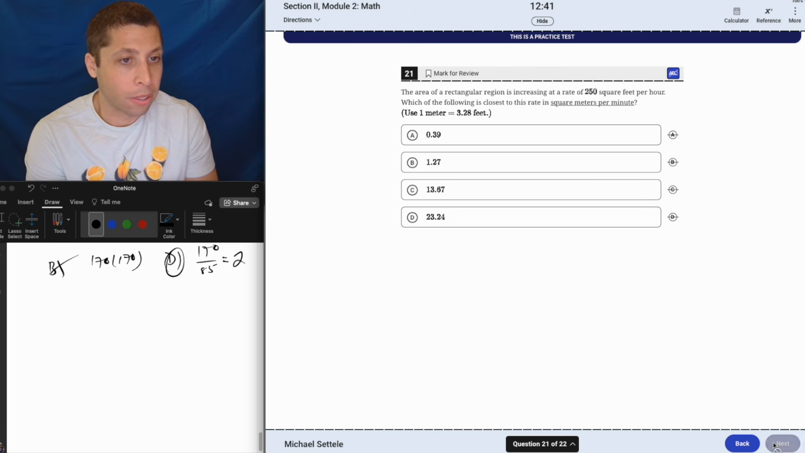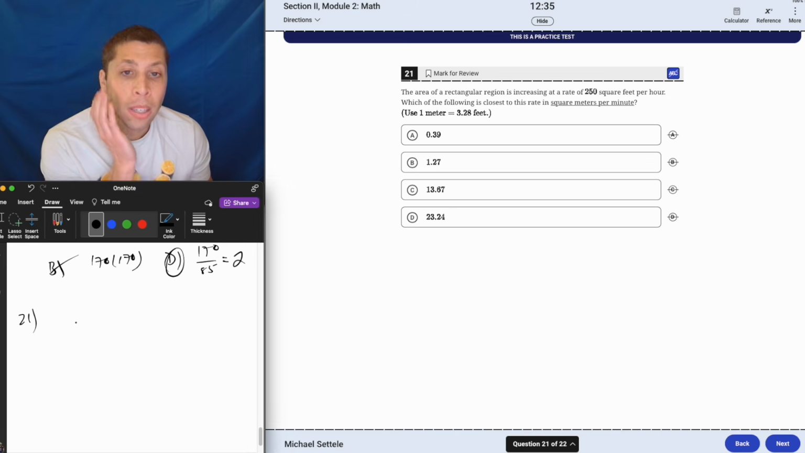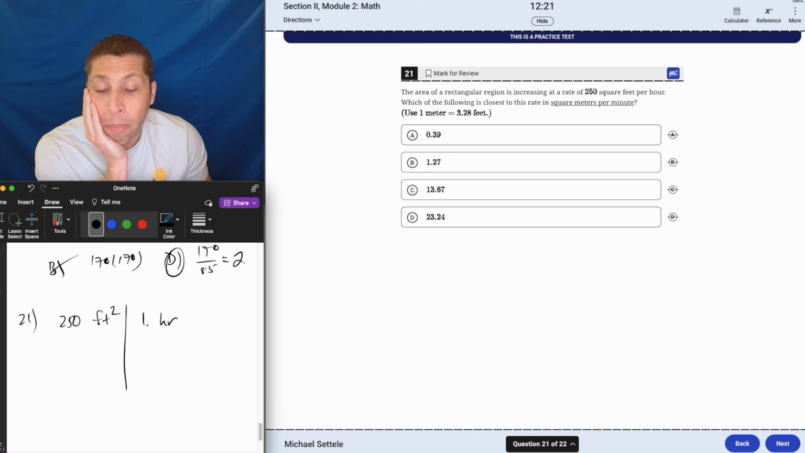All right, that looks like a pain. Let's do this one instead. 21. Area of a rectangular region increasing at a rate of 250 square feet per hour, which of the following is close to square meters per minute. Okay, so we just need to make a chart. So we have 250 feet squared per 1 hour. Okay, and we need square meters per minute.